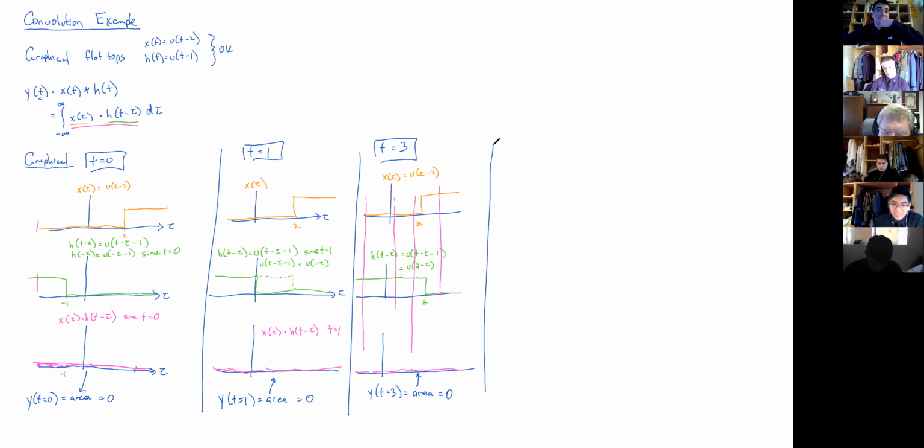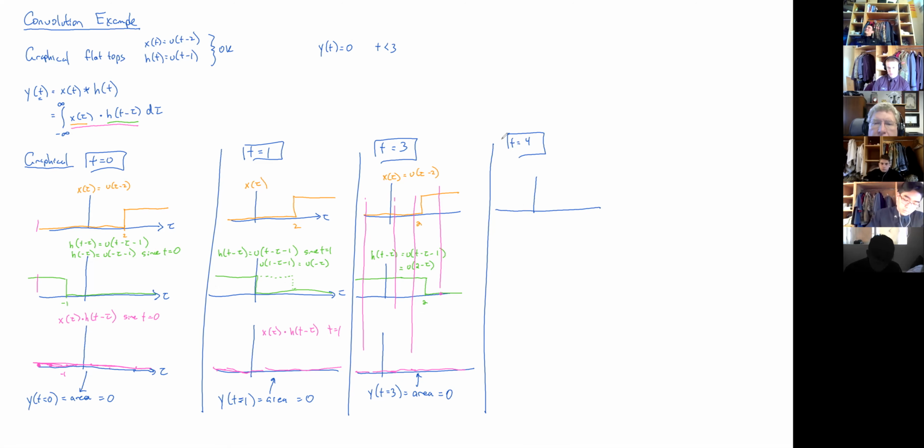Okay, so I think it's clear that if we redid this for any time less than 0, all we're doing is pushing this further and further off to the left. There's still never going to be an overlap. And so because of this, y of t for any time less than 3 will all be 0, just like they were here. As we pull this thing further and further to the left, we're only guaranteeing that we've still got nothing underneath the product of the two. And so we're always going to have a 0 result. Let's see what we get when we get t equals 4.